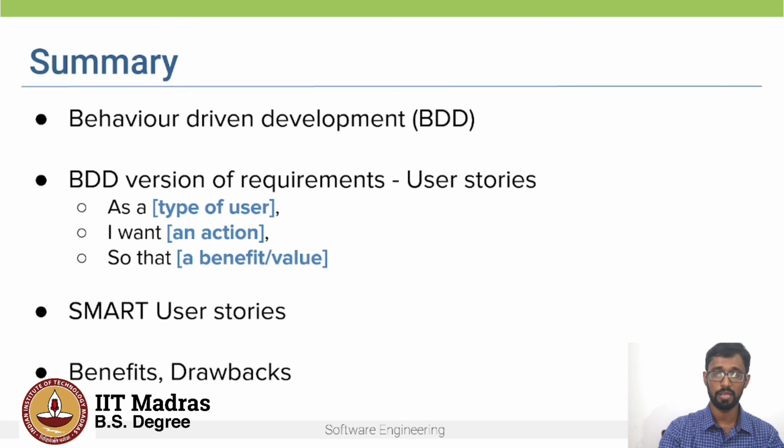So in this lecture, we looked at Behavior Driven Development or BDD. BDD asks questions about the behavior of an application before and during development, so that the stakeholders are less likely to miscommunicate. We saw that the BDD version of requirements is user stories. We saw the role feature benefit template. We looked at the characteristics of good user stories, that is SMART user stories: specific, measurable, achievable, relevant, and time-boxed. And we also looked at the benefits and drawbacks of user stories.